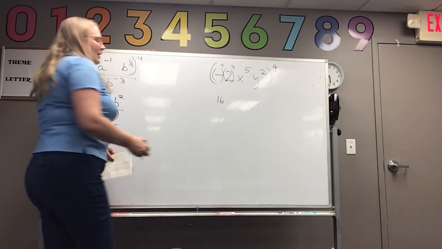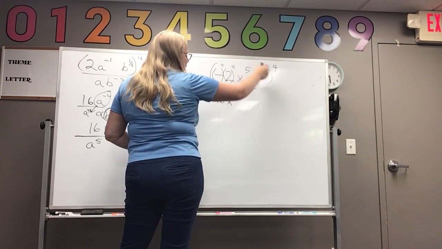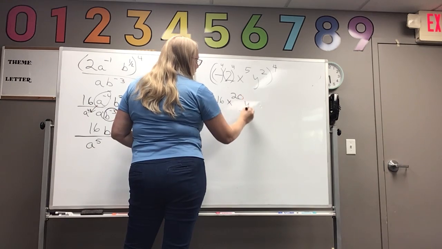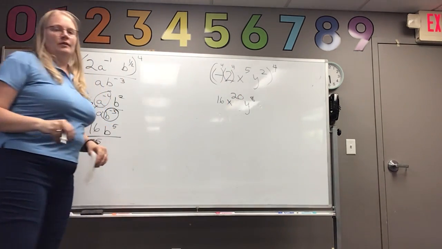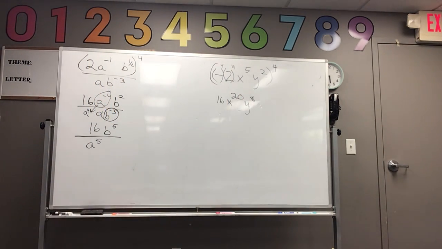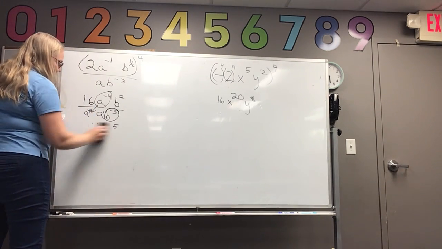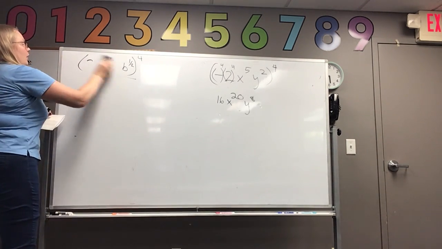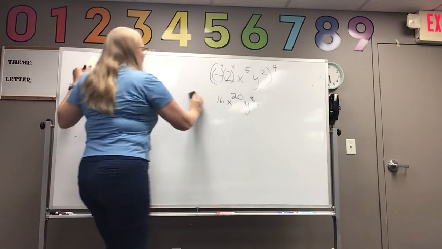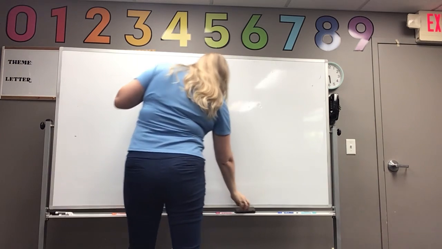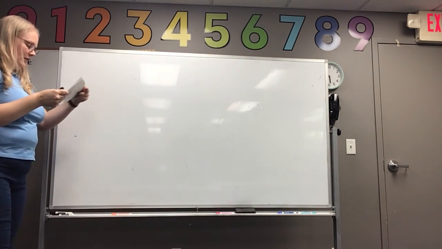Everything else super easy. X to the 5 times 4 is 20. Y to the 2 times 4 is 8. So, again, straight calculation problems. Be familiar with the rules, but they're pretty straightforward. All right.